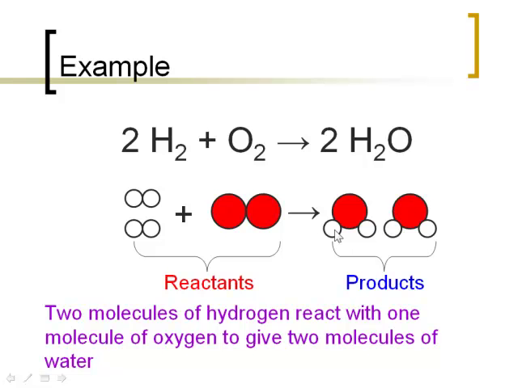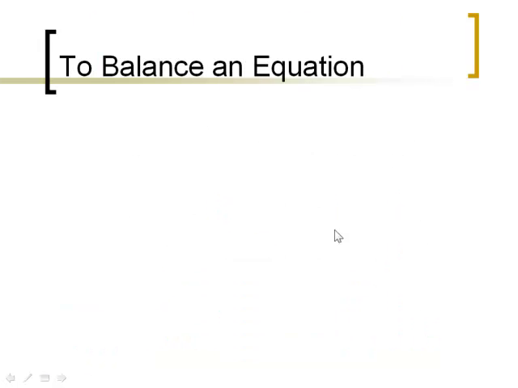That's what we're going to practice doing here today, guys, is how to balance a chemical equation and make it so that there are the same number of atoms of each type on both sides of the equation. Okay, so here's some rules. To balance an equation, here's the guidelines.